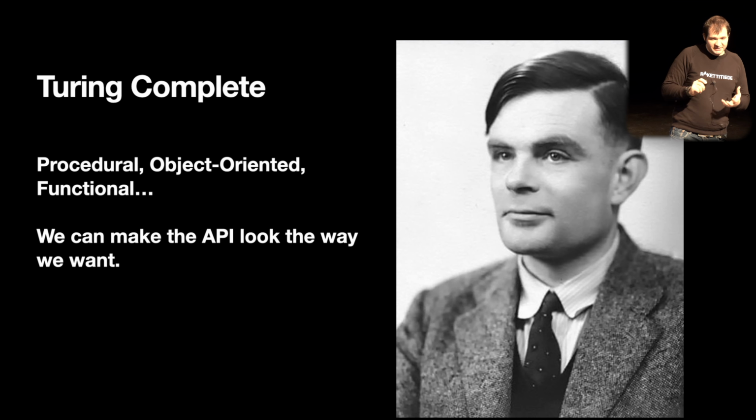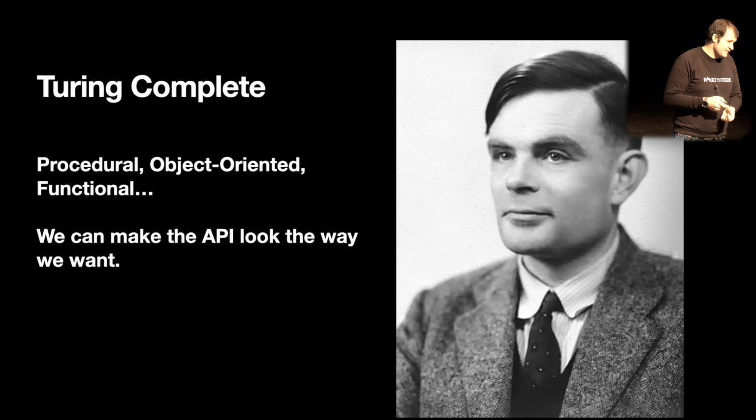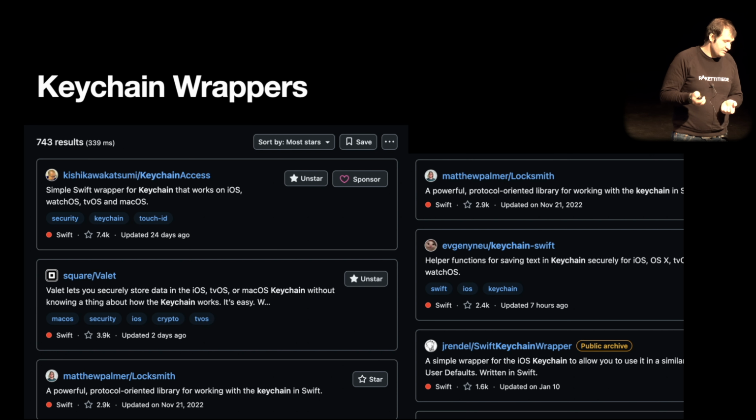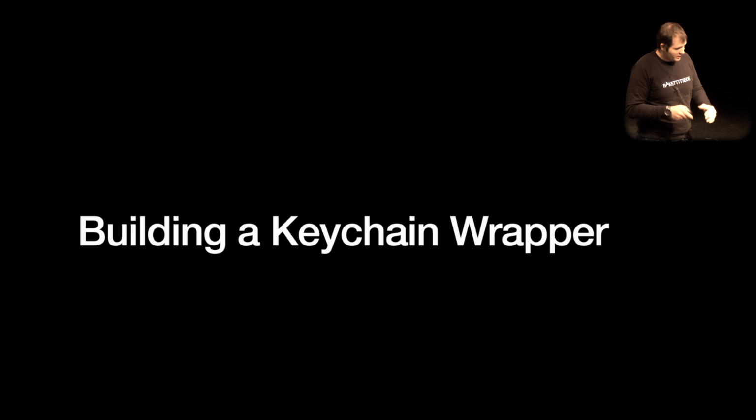It is Turing complete, of course. Swift is a Turing complete language, and you can. This means that it doesn't matter that the API is so difficult to work with. We can mold it into the way we want it to be. And this is actually happening very often. Lots of people, as we've seen here, use Keychain with libraries. There are lots of libraries available on GitHub. And let's build one on stage right now.